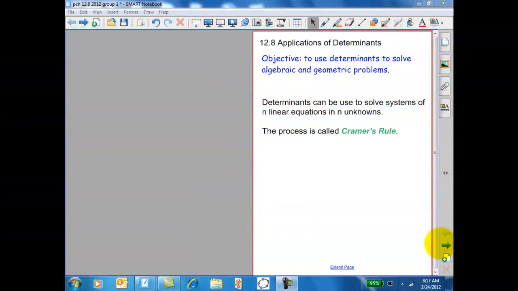Here we go, applications of determinants. One of the main applications is something called Cramer's rule. Now, I want to make sure everybody's got a calculator handy and ready to go because it's going to take too long on some of these 3x3 and 4x4 to do the determinants like that.